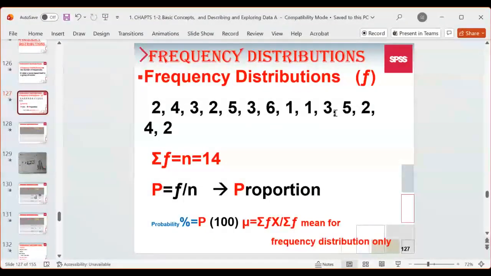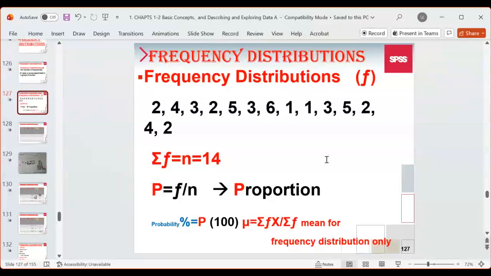Instead of writing them all down, let's say right here we have 2, 2, 2, 3, 2, 4 twos. So let's say we have 4 million twos. It doesn't matter. You write 2, and then 2 is the score. So under the X, you write 2.